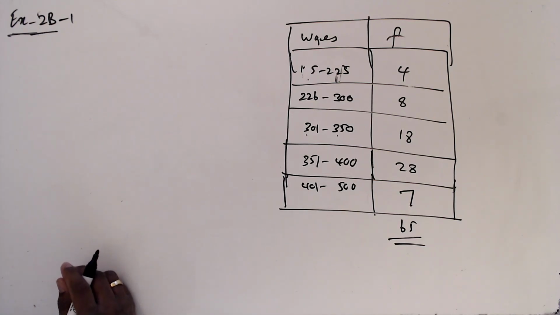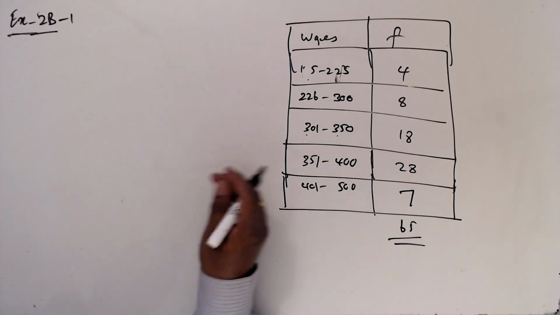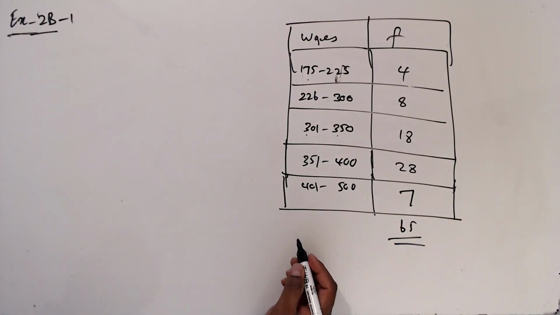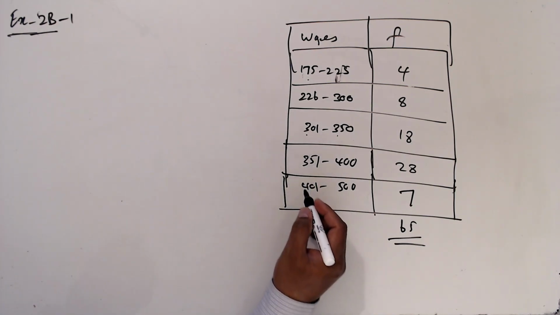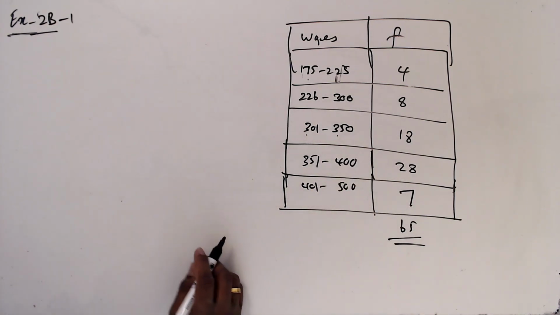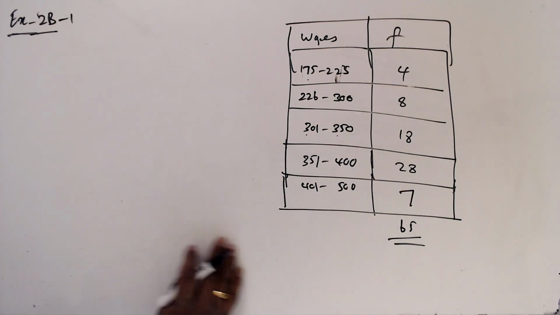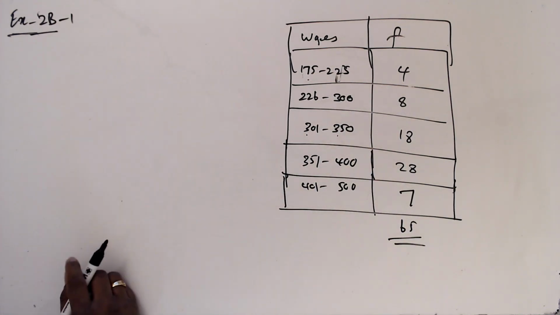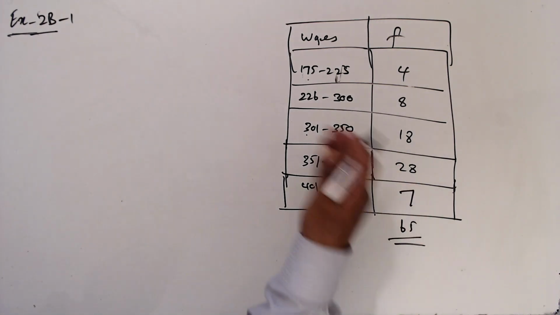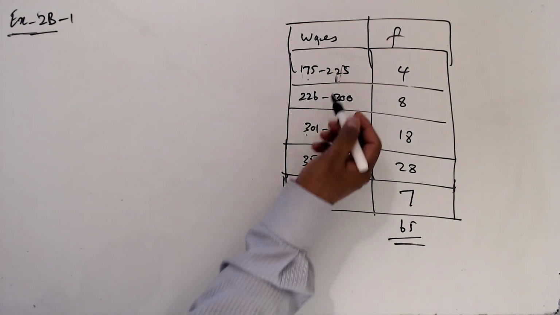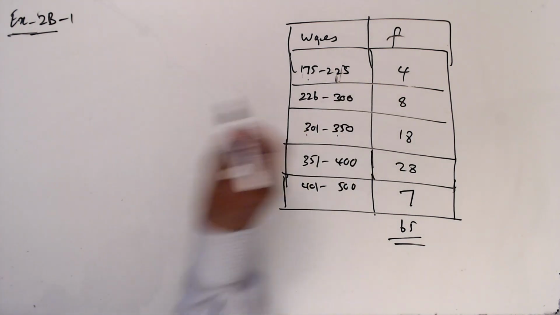Exercise 2B, question number 1. This is about the wages of a factory. There are 65 employees and their wages fall into those class intervals. So, for example, there are 4 people in this class interval.